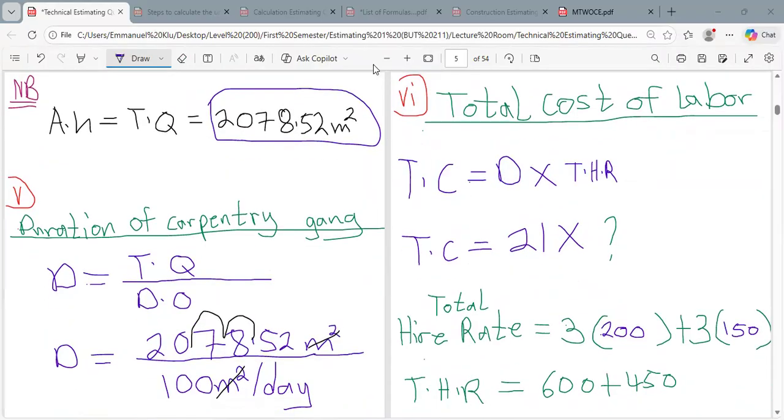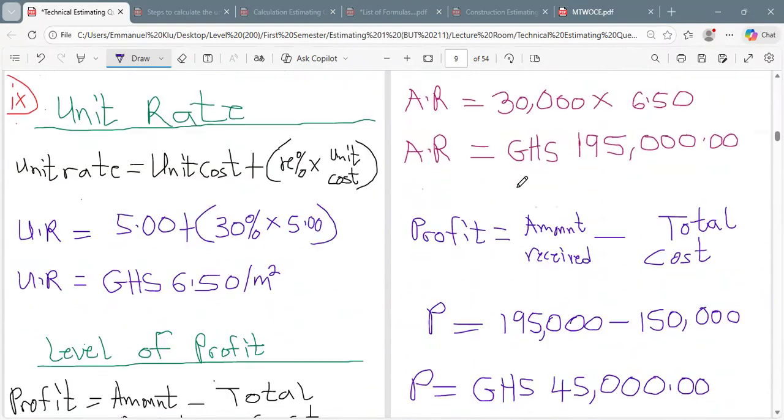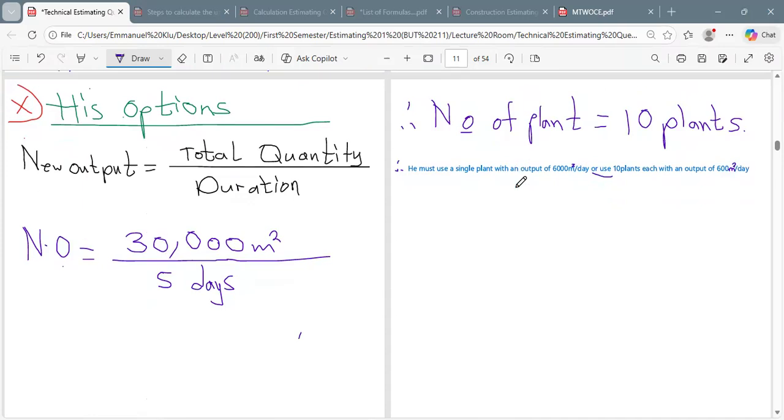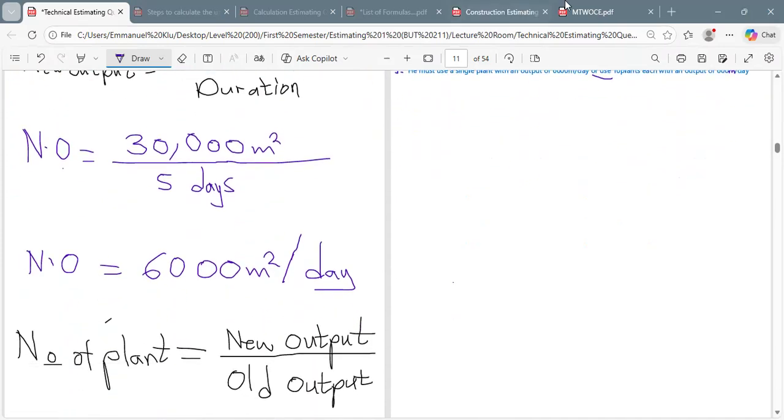So this is how far we have come. As you can see, this is how far we have come. So I want us to also look at depreciation. Okay, I want us to also look at depreciation.